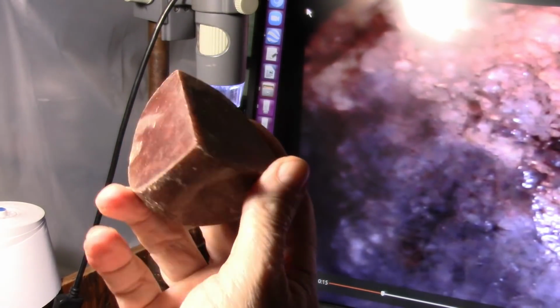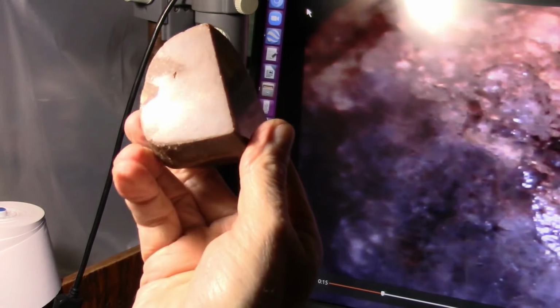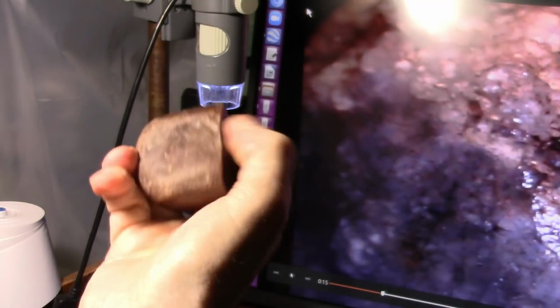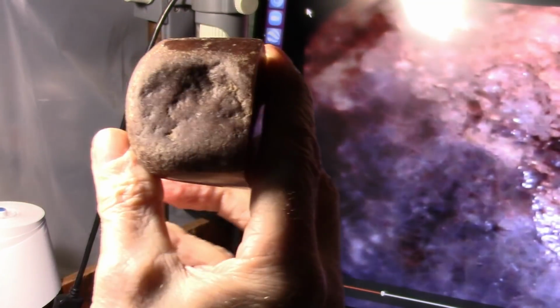I think this might be a liver, but I'm pretty sure it's not a heart, but I don't know. I'm not certain. Could be a heart or a liver. Whatever was the entrance into it is right there. So it could have been a heart.